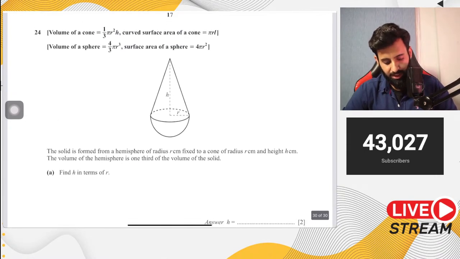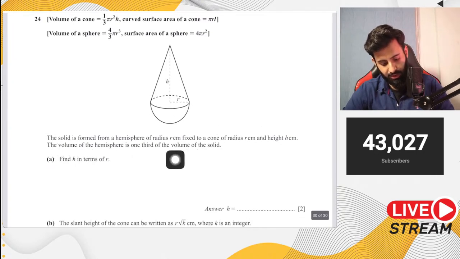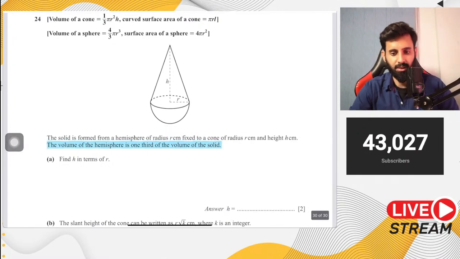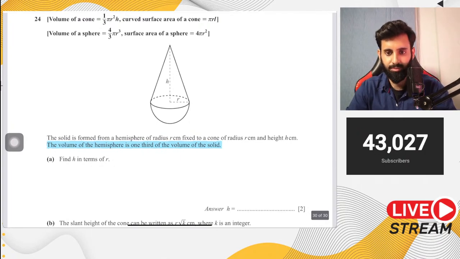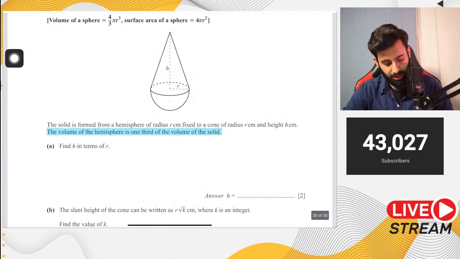So find h in terms of r. Okay, so basically, the key to solving this question is this. The volume of the hemisphere is 1/3 the volume of the solid. Okay? This is the key to solving this question. Okay. Now, how do we do this? First of all, write it in words. Okay. What's written in words, write an equation out of it. Okay. Translate this from English to math.